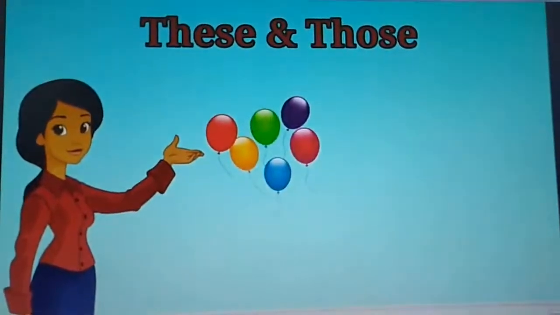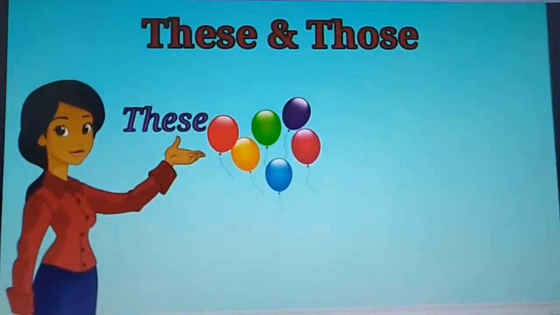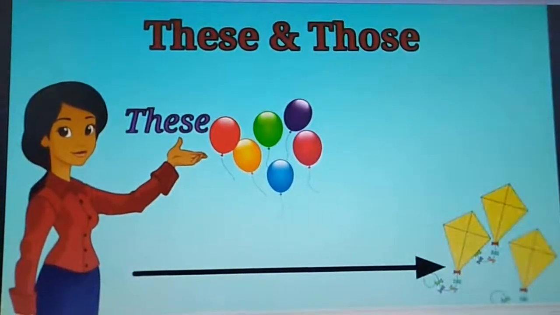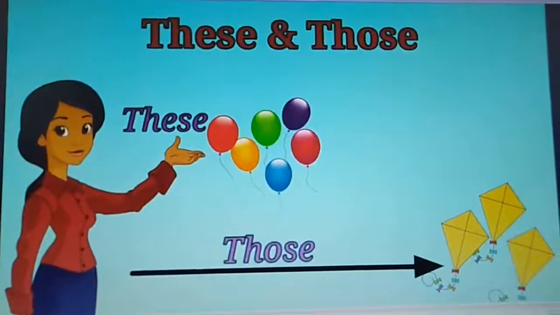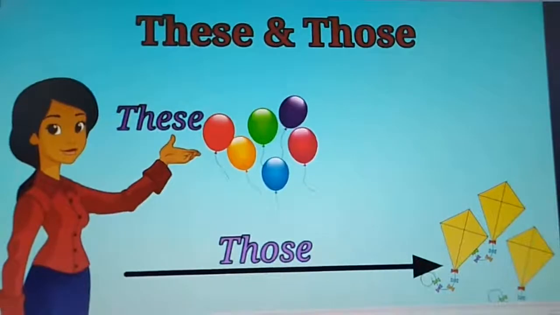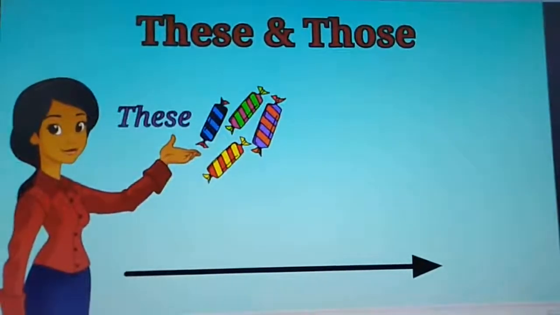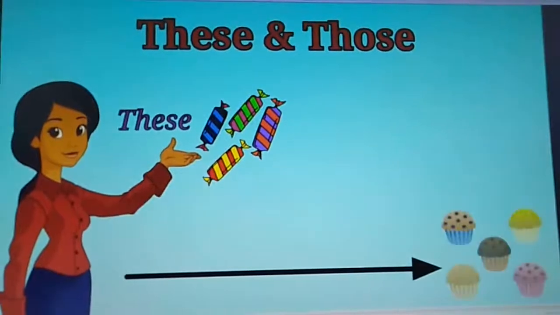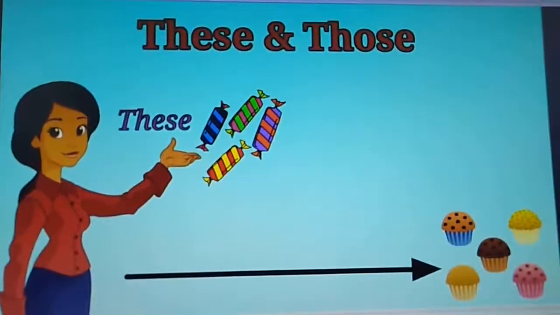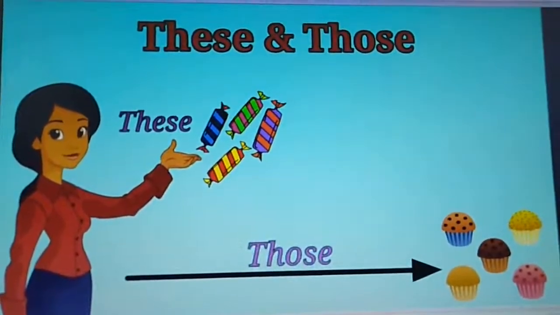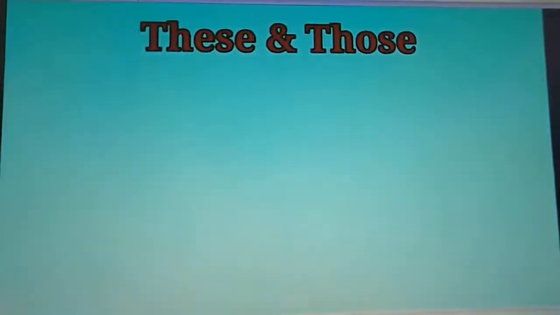So, you can see some balloons, children. The balloons are closer to the lady. So, we say these are balloons. Kites are far away. We use those. Here you can see chocolates. They are close to us. We use these. And cupcakes are far away from us. We use those.